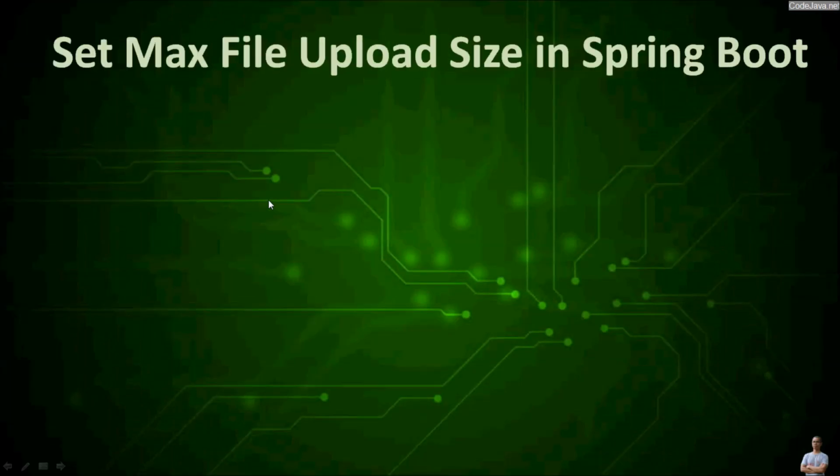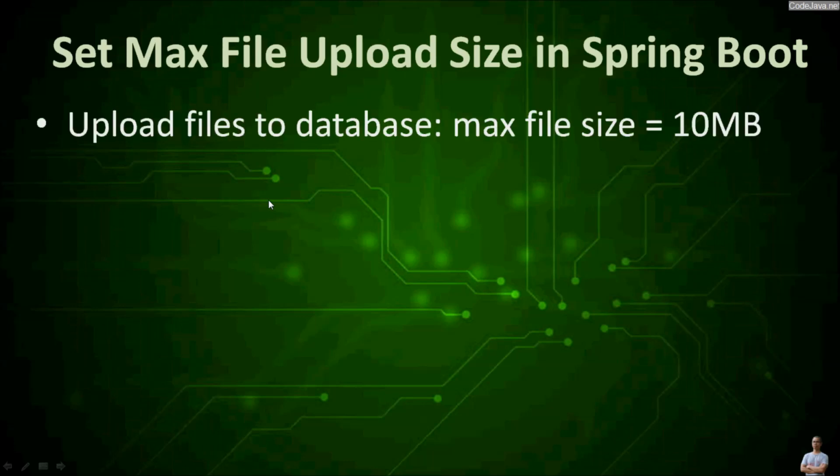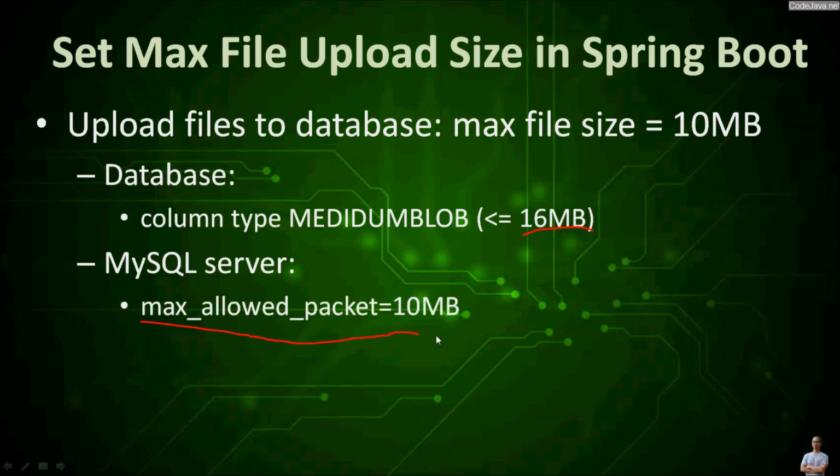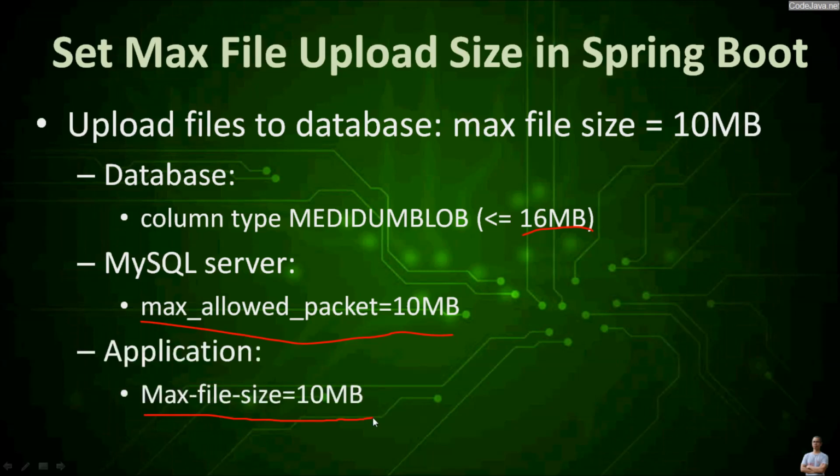So to set the max file upload size up to 10 megabytes for uploading files to the database, in the database we need to choose the column type medium blob, which allows a file up to 16 megabytes. And in the MySQL server, we need to set this variable max allowed packet to 10 megabytes. And in the application, we set the max file size property. So we already set this, and now I'm going to show you how to set the variable max allowed packet in the MySQL server.